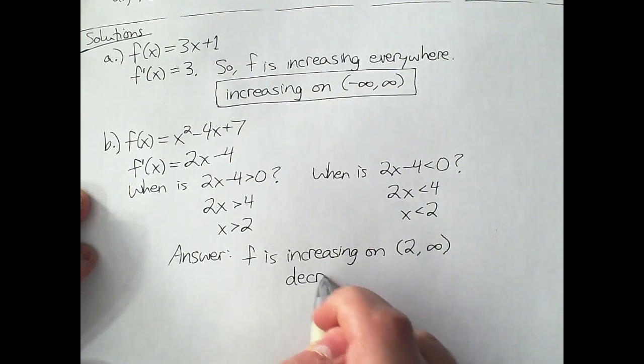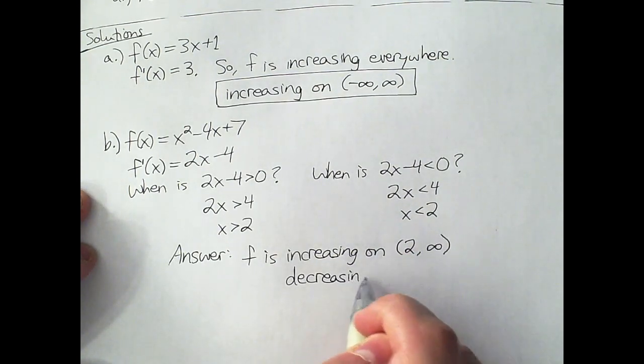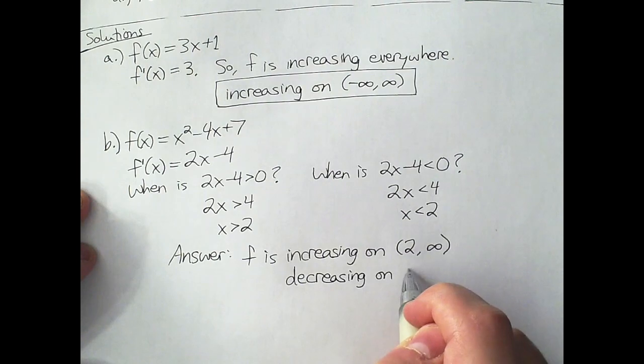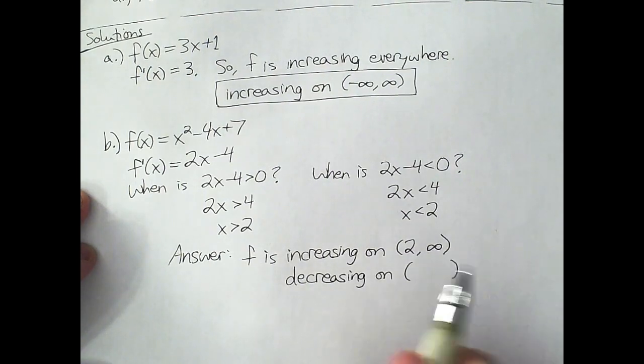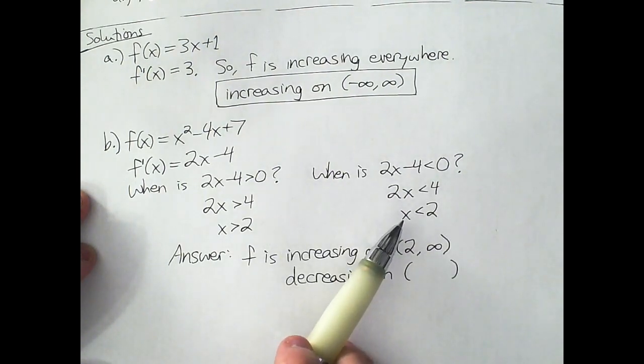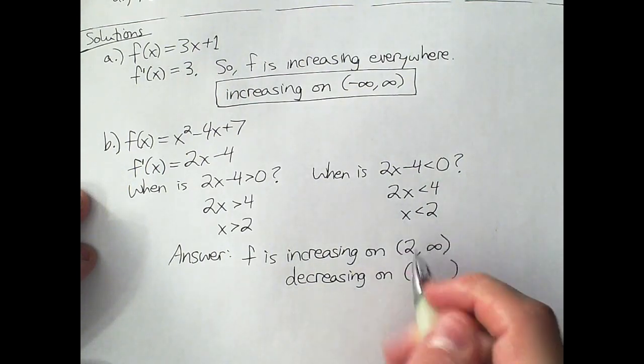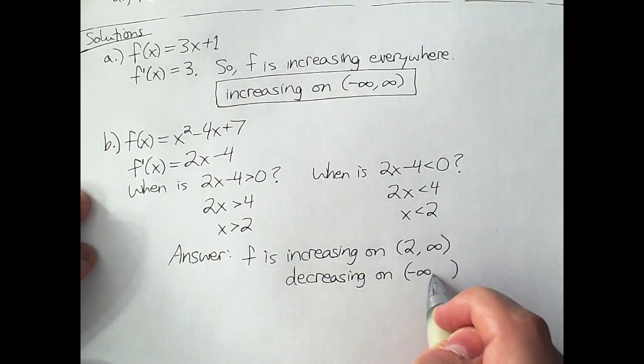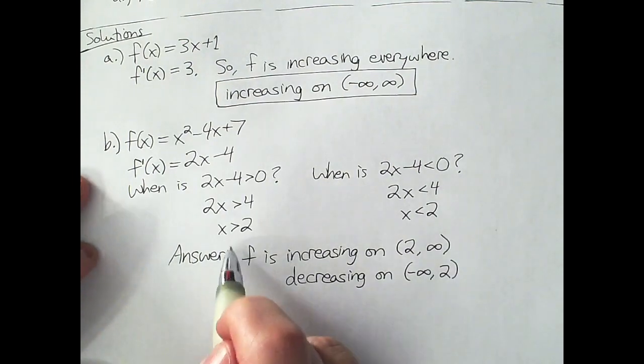It is decreasing on the interval, I want to say everything less than 2. How do we say that as an interval? Negative infinity, comma, 2. And that's the answer.